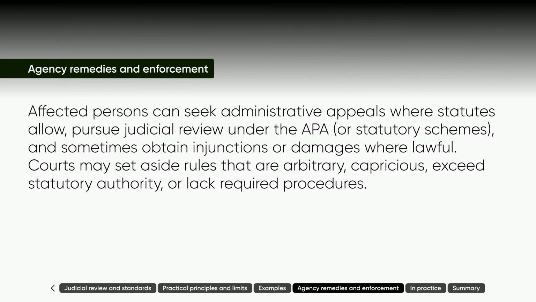Agency remedies and enforcement. Affected persons can seek administrative appeals where statutes allow, pursue judicial review under the APA or statutory schemes, and sometimes obtain injunctions or damages where lawful. Courts may set aside rules that are arbitrary, capricious, exceed statutory authority, or lack required procedures.